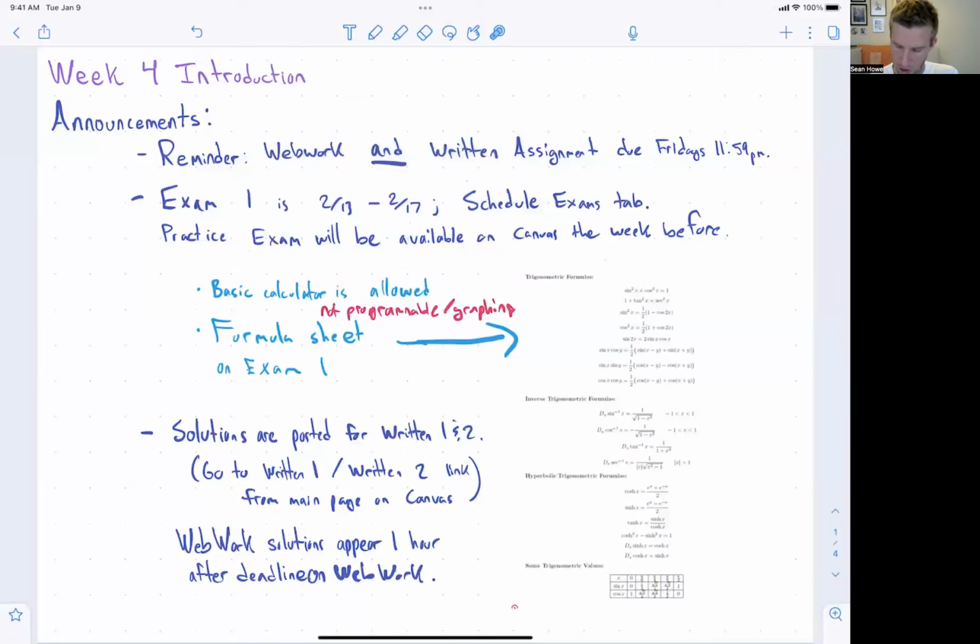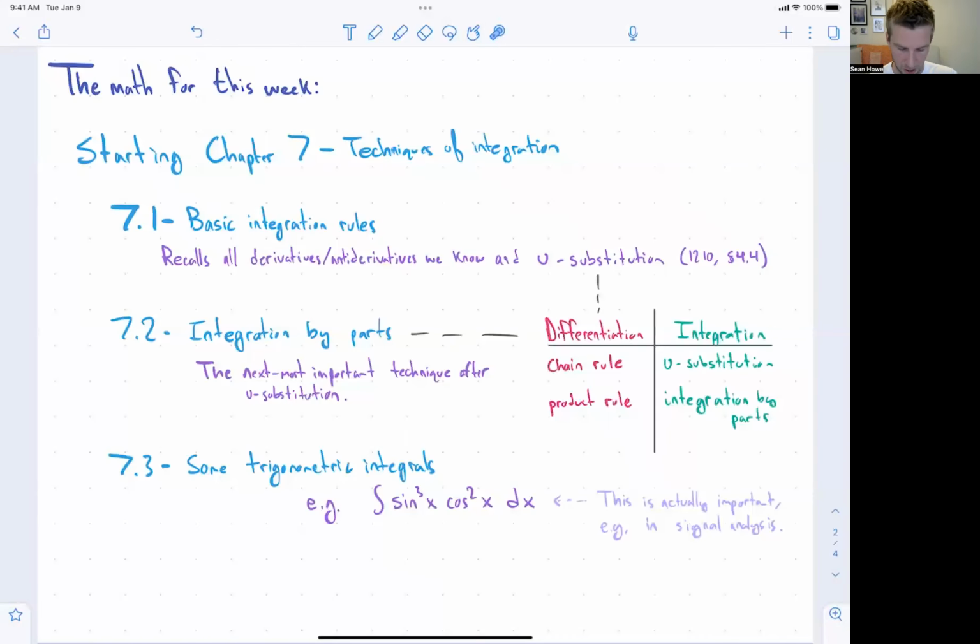Let me tell you a little bit about what's going on mathematically right now. We're starting chapter 7. We just finished up chapter 6 last week, and now we're starting chapter 7, which is about techniques of integration. So we're taking all these new functions we've learned, like logarithm, inverse sine, inverse cosine, and so on, and we're going to use those and introduce some new techniques in order to understand how to compute a lot more integrals than we were able to compute before, especially find a lot more antiderivatives than we were able to do before.